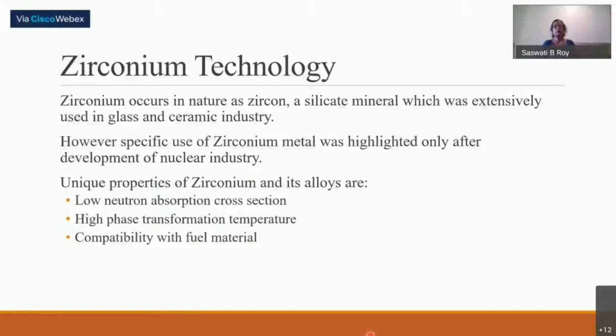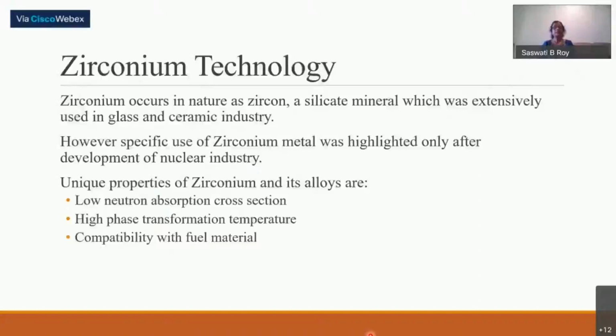Why does the nuclear industry like zirconium metal? The unique properties of zirconium and its alloys are a low neutron absorption cross section. So once it is inside, it does not absorb neutrons, so neutron economy is maintained. And its phase transformation temperature is high, so it can see relatively higher temperatures with no problem.